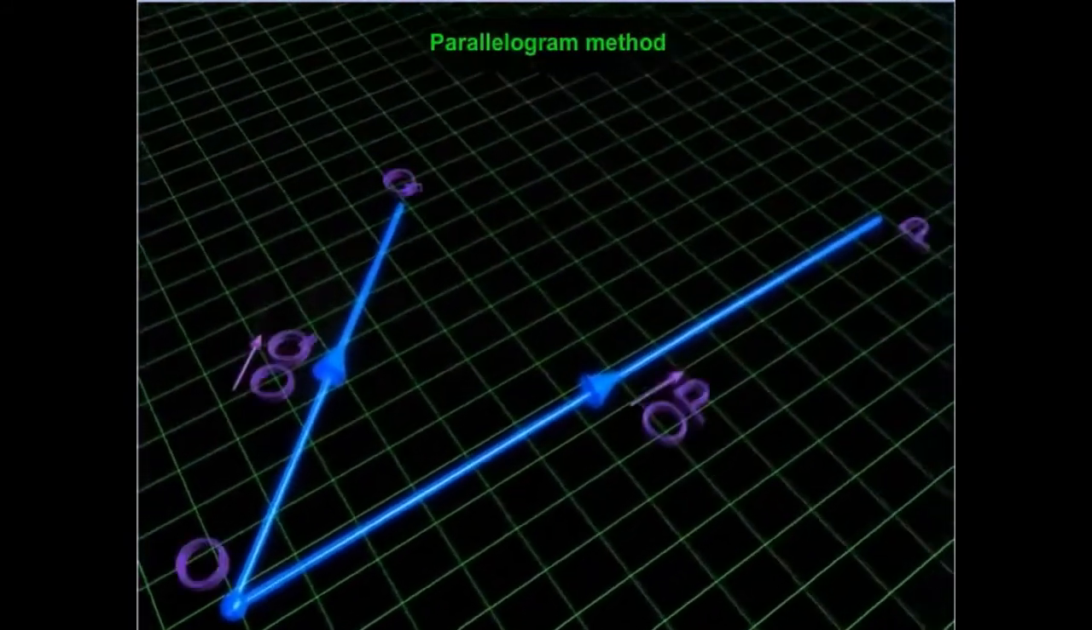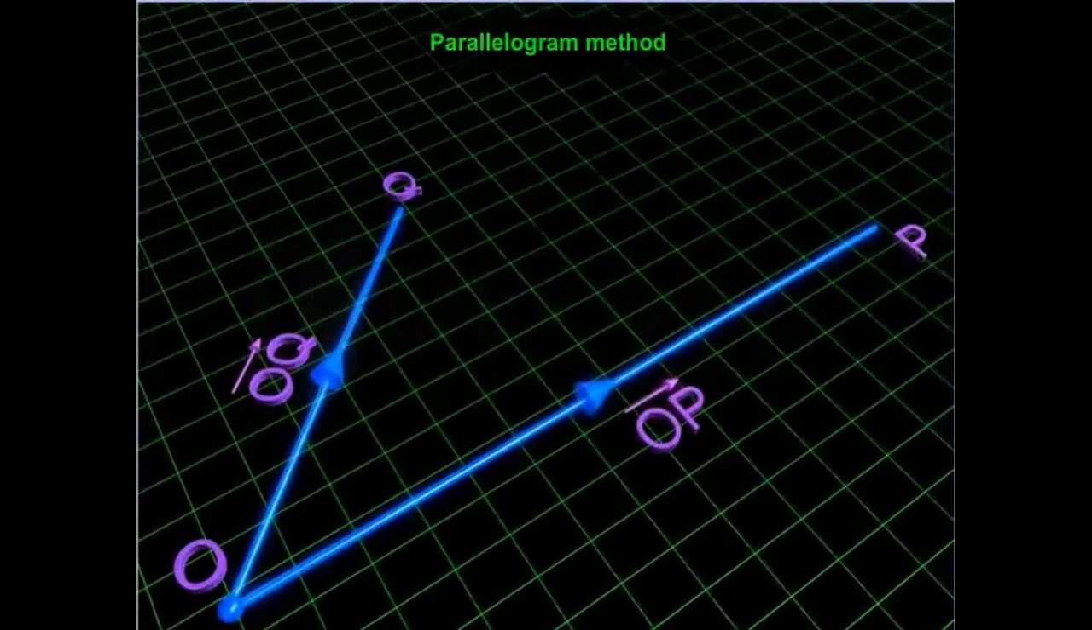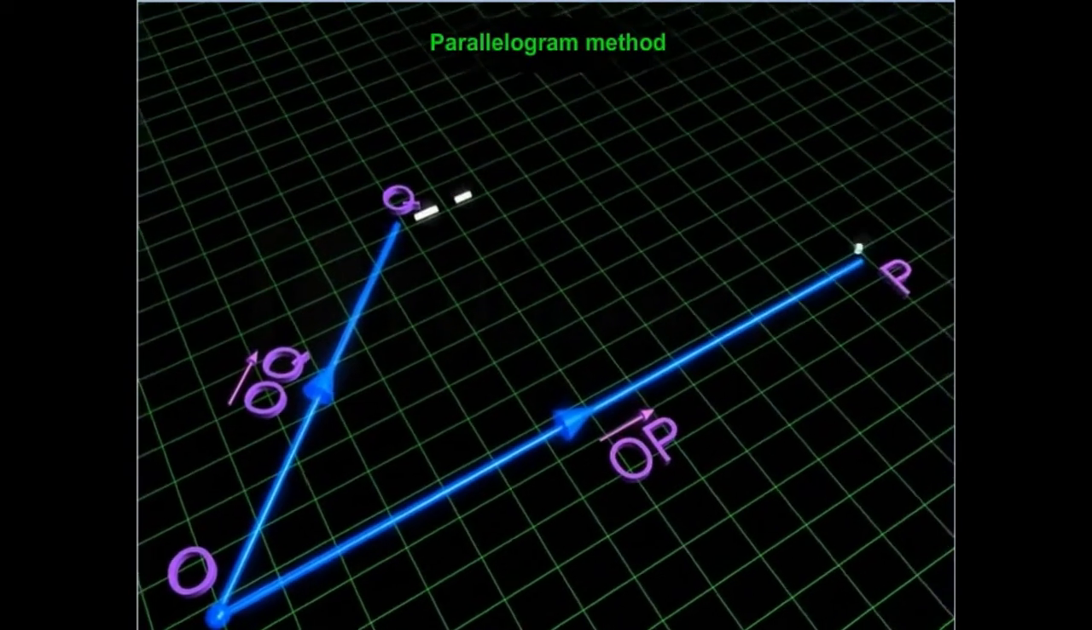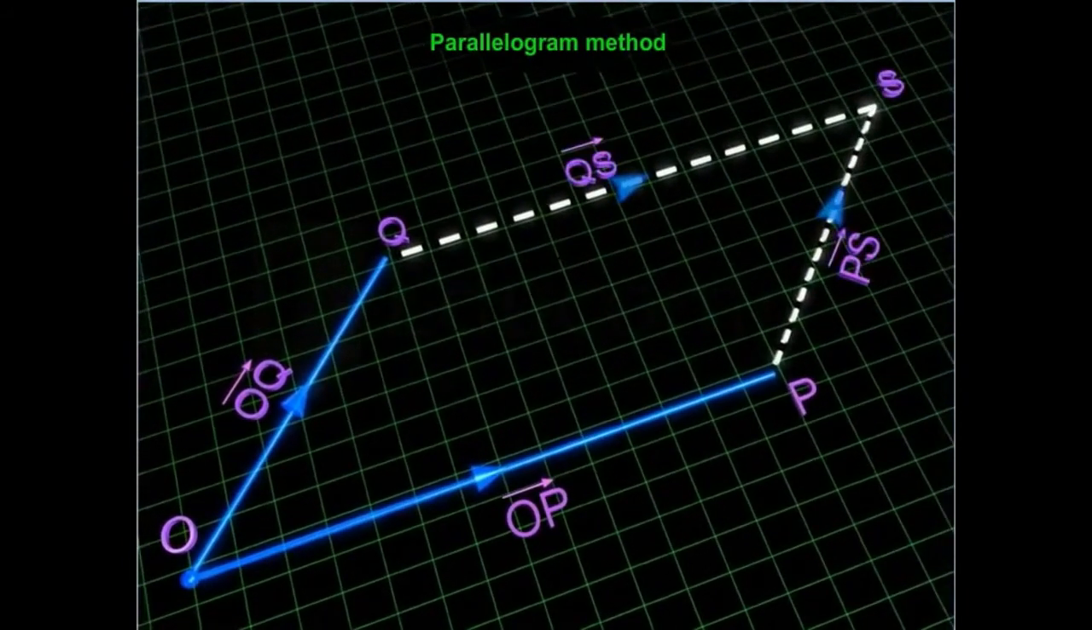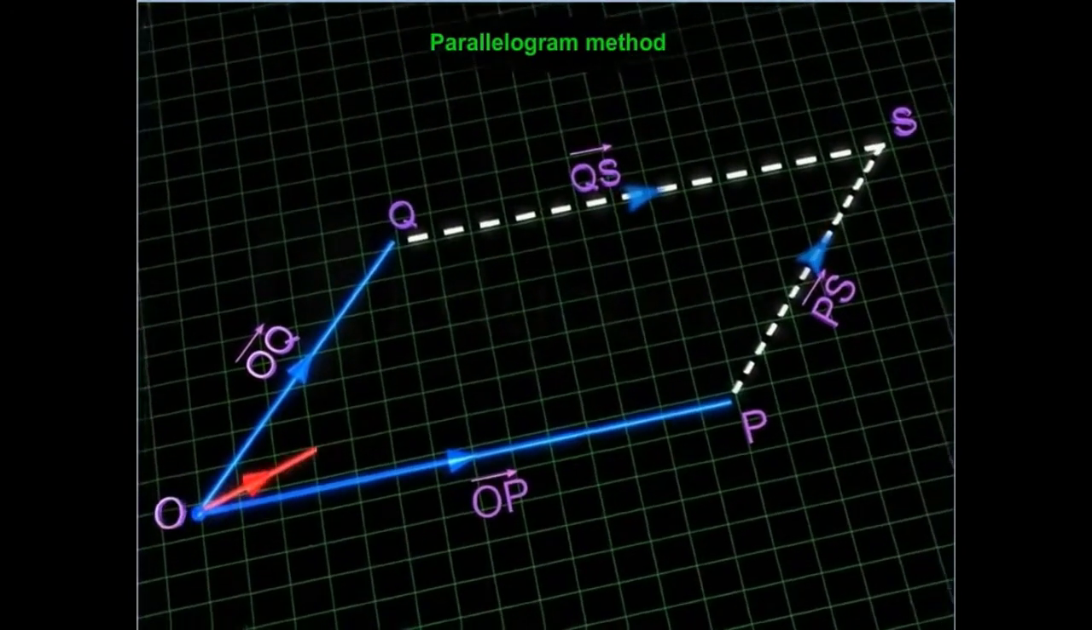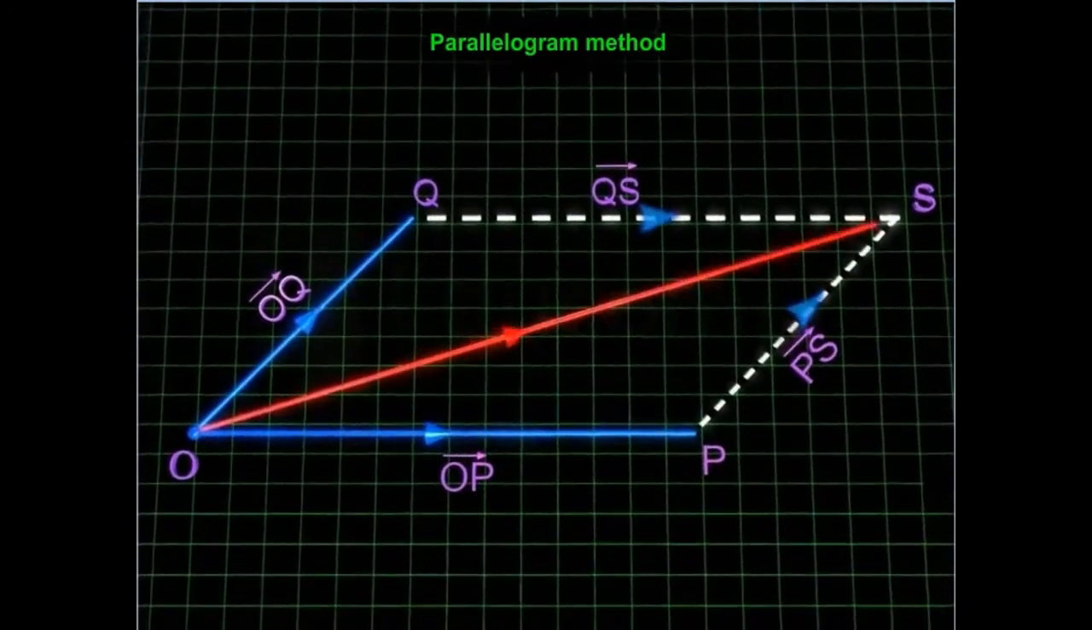Consider the vectors OP and OQ, starting from the common point O. Let the angle between these vectors be theta. To understand the parallelogram method for addition of these vectors, complete the parallelogram OQSP by drawing lines parallel to the vectors OQ and OP. Now the resultant vector can be represented with the vector OS, which is one of the diagonals of the parallelogram OQSP.